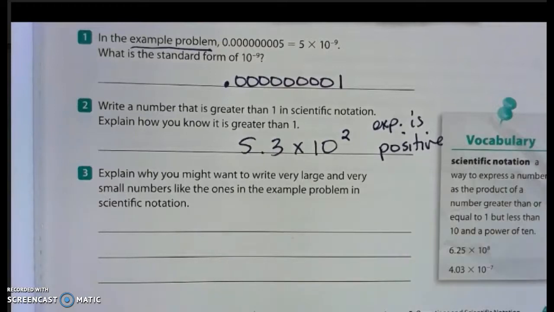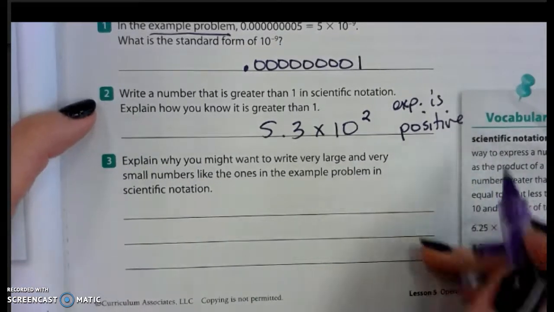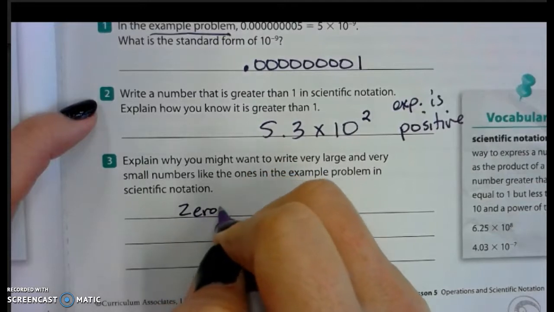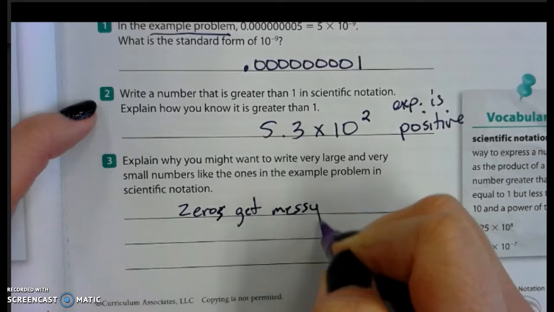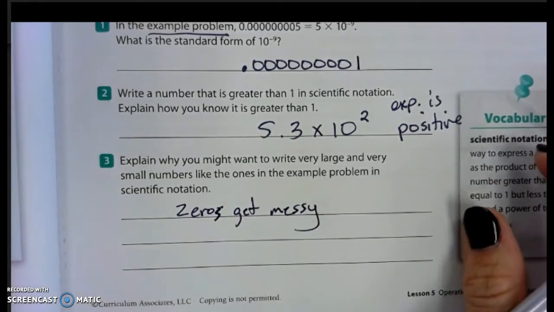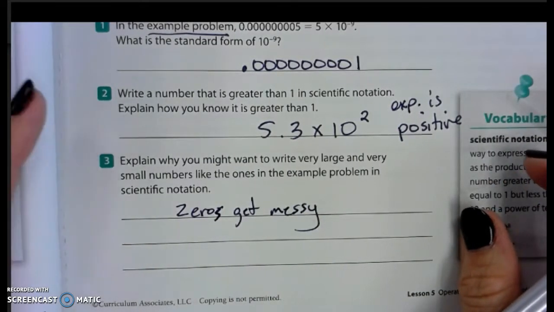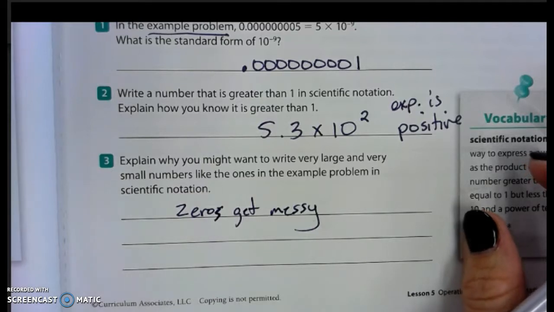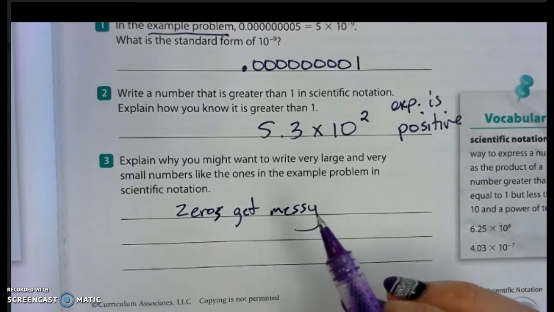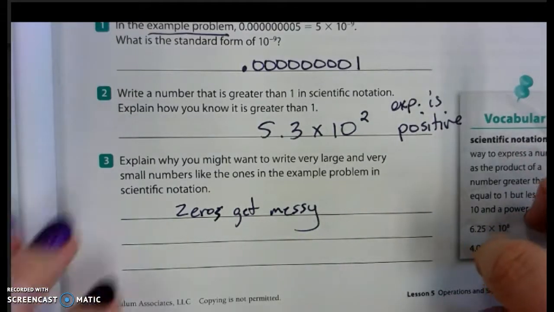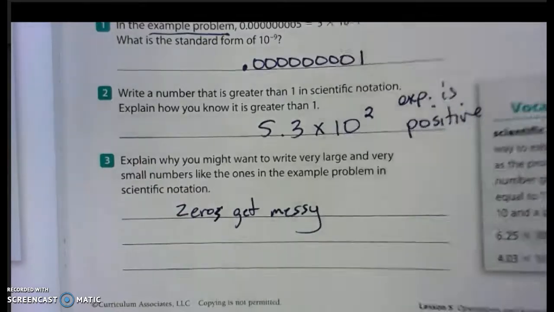Number 3 says explain why you might want to write very large and very small numbers like the ones in the example in scientific notation. The main reason is because those zeros get messy. Okay, they're hard to work with. It's hard to work with lots of zeros. Make those numbers smaller and easier to work with by using scientific notation. Now, they were not asking you to calculate anything. They just wanted to know, why might you need to use scientific notation?